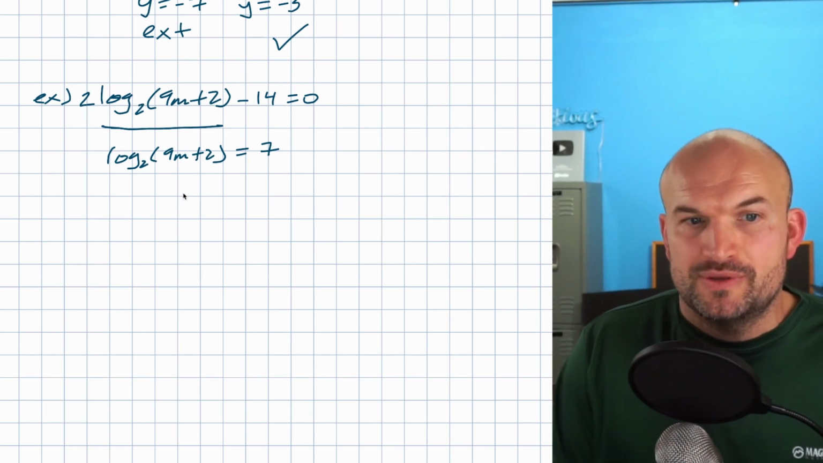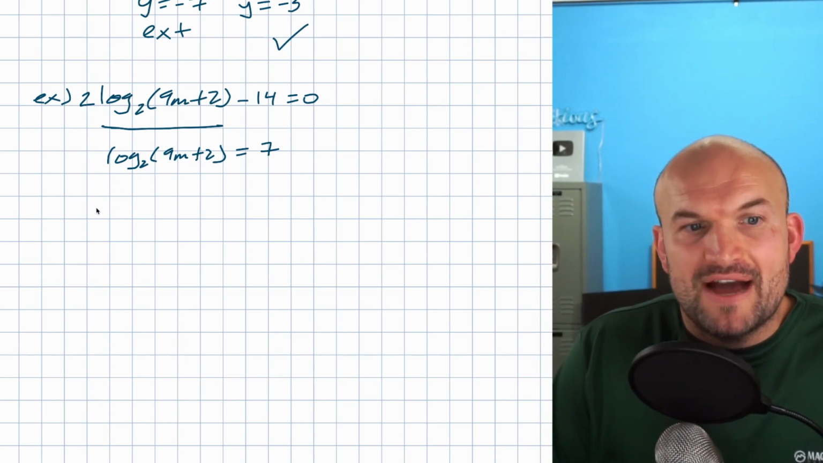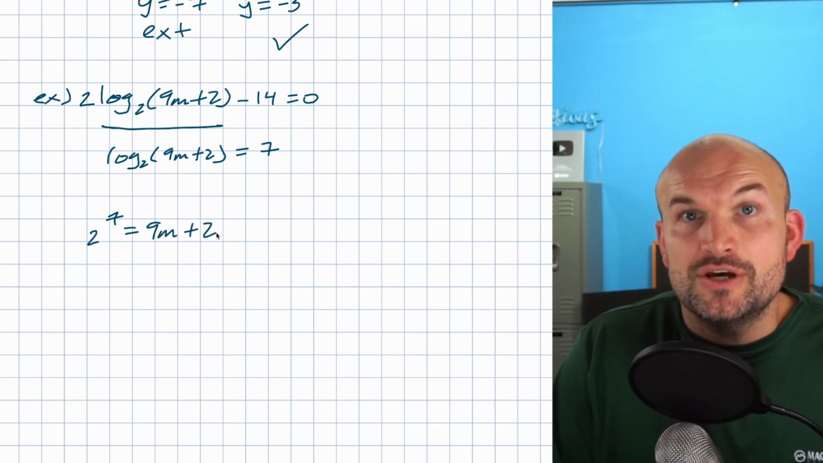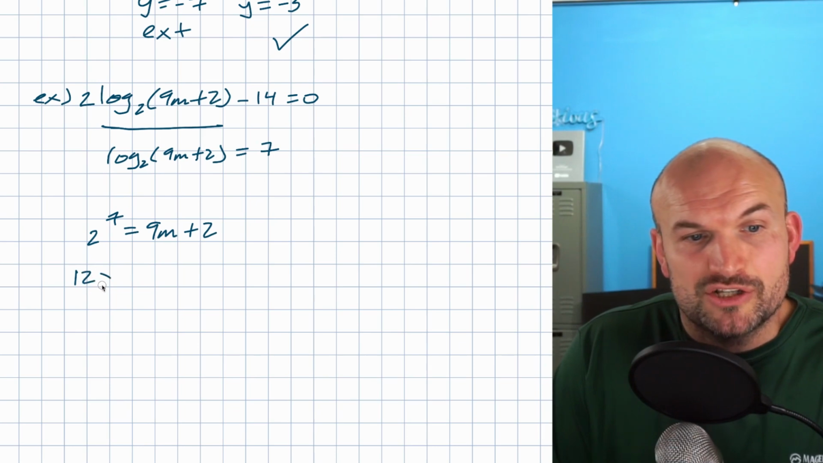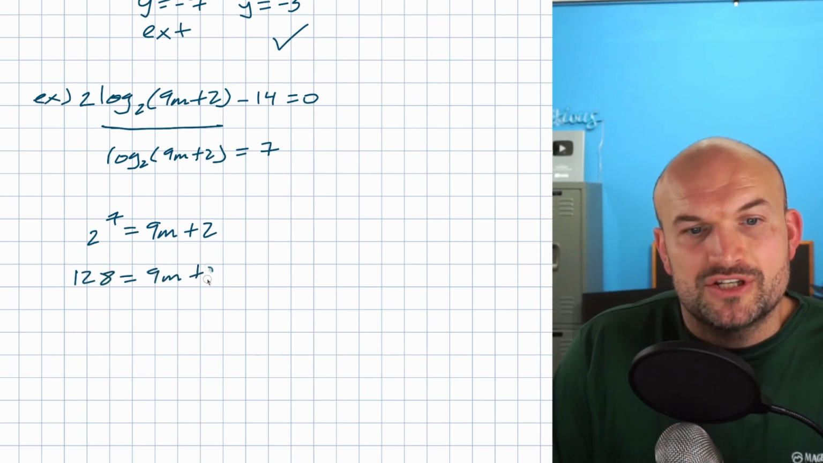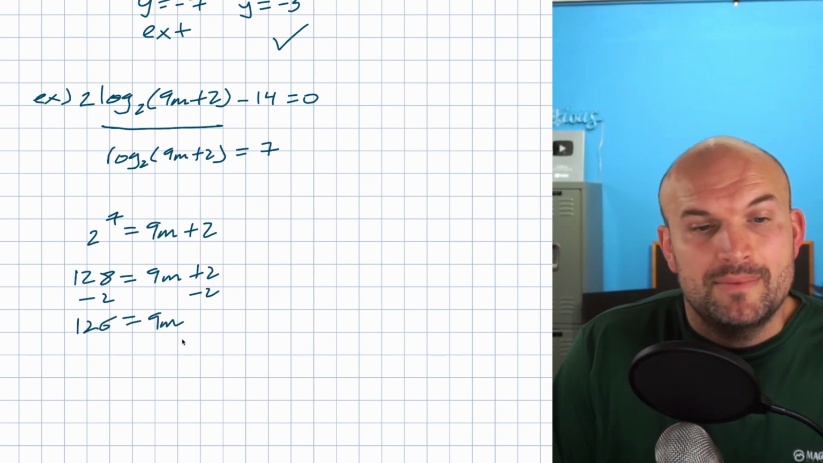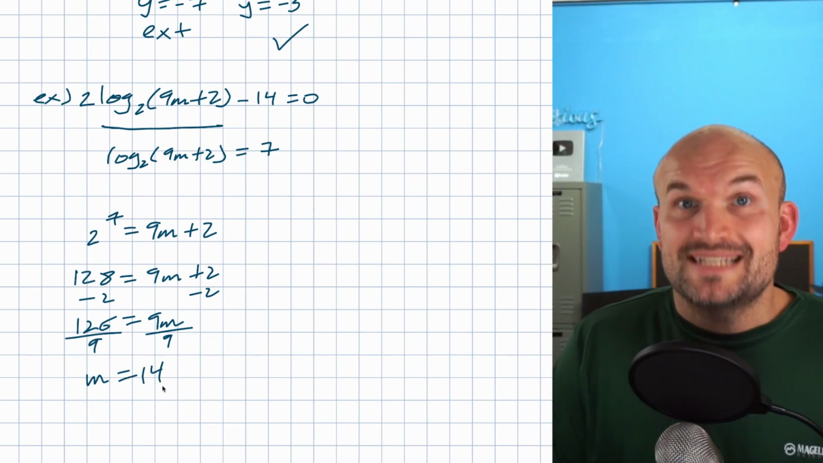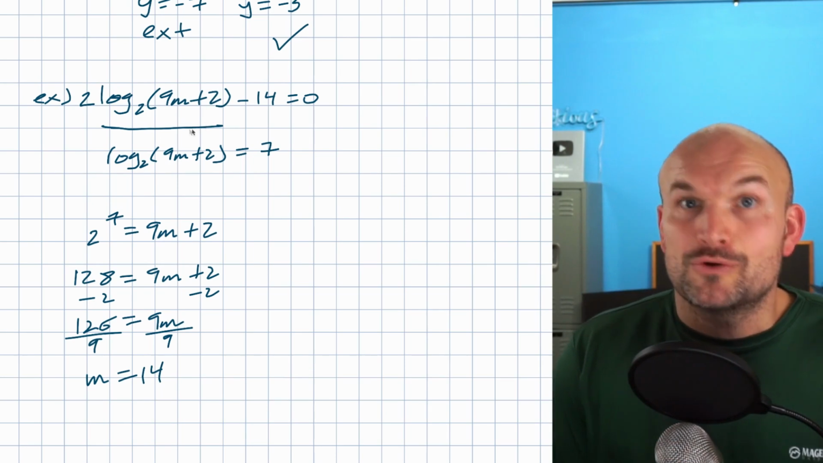So there's a couple of ways we can do this. What we can simply do is just rewrite this in exponential form, right? If I rewrite this in exponential form, I'm going to have 2 raised to the 7th power equals 9m + 2. Now I just need to know what 2 to the 7th power is, which is going to be 128 equals 9m + 2. And then I'll subtract 2 on both sides. 126 equals 9m. Divide by 9 on both sides, and m is going to equal 14. Again, we want to make sure this is not going to make our argument negative, which indeed it does not, so we are good to go.